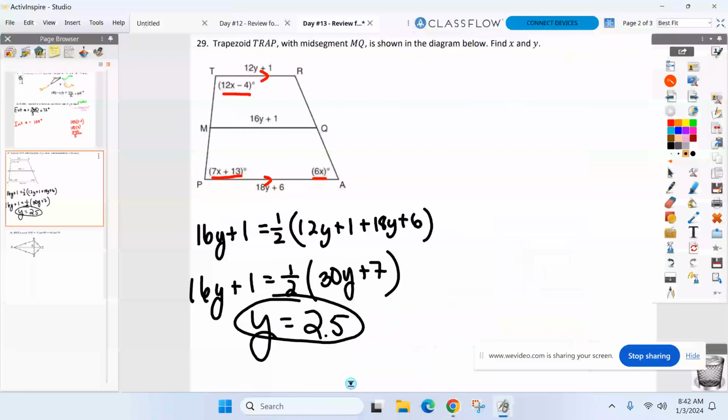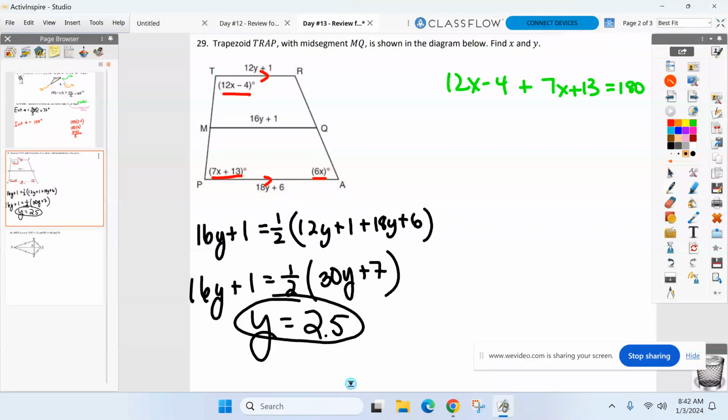Dylan, you know which ones are related? Angle T and angle P. Okay, so here we go. 12x minus 4 and the 7x plus 13 are related. How? I just wrote them down. Go, you want to keep going, Dylan? They're supplementary. Their same side interior makes them supplementary.